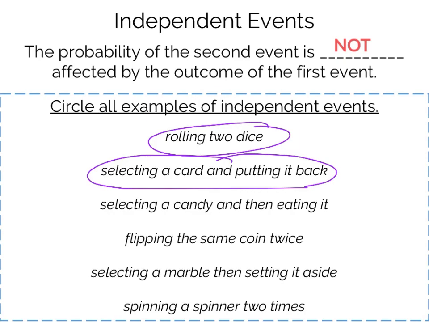Flipping the same coin twice, however, is going to be an independent event because, again, no matter if I flip the coin 1, 10, or 100 times, I'm still going to have the same probability each time.